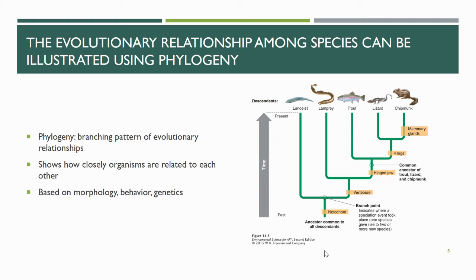Evolutionary relationships among species can be illustrated using phylogeny, which you can see in these branching tree diagrams. It is our branching pattern of evolutionary relationships, and it shows how closely related organisms are. To determine these, it's a combination of morphology, behavior, and genetics. It is more so genetics than anything else, because we know that the more genetics they have in common, the more closely related they are.